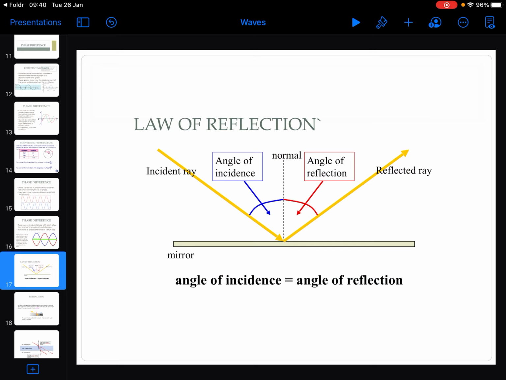So let's go on to law of reflection. Again, you've seen this many a time. Incident ray is your ray of light coming in. It will always bounce off a surface at the same angle that it comes in at. So angle of incidence equals angle of reflection. Remember that the normal is the dashed line that you draw at 90 degrees to the surface.